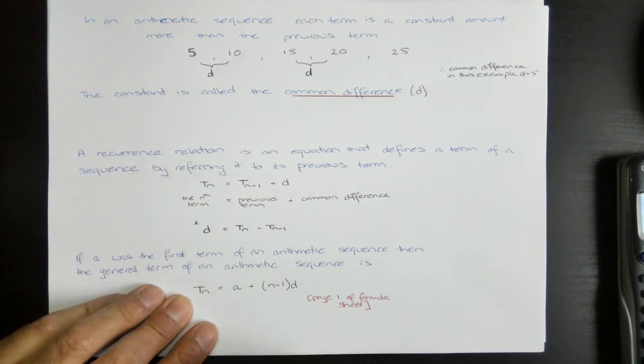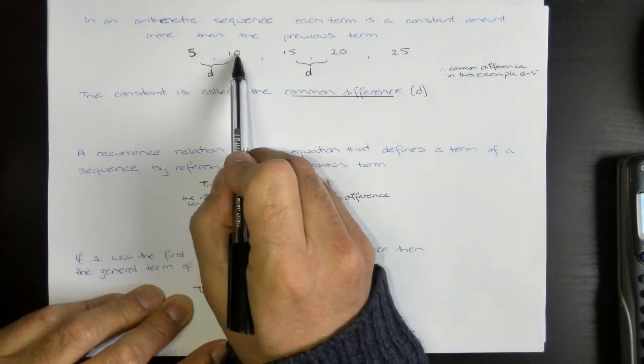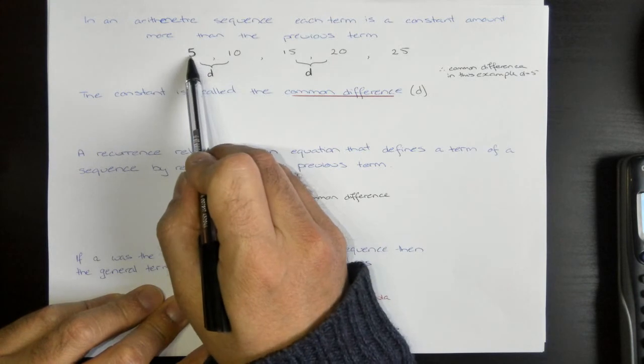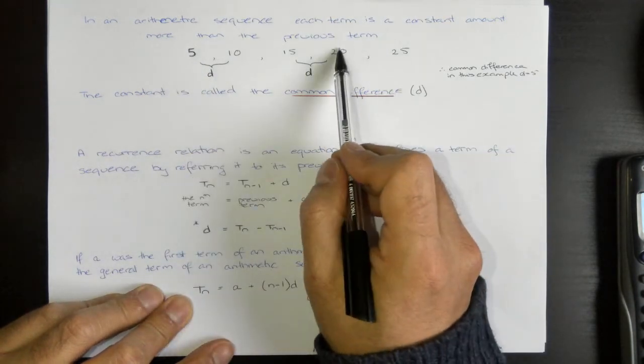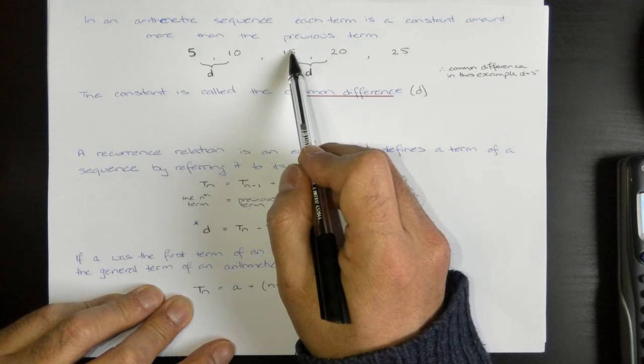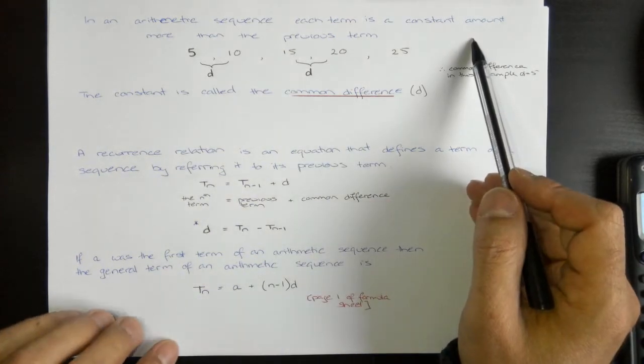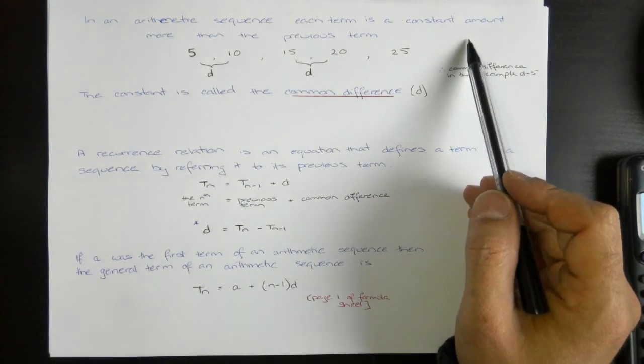We can figure that out by just going 10 minus 5, or 20 minus 15, the following term minus the previous term.